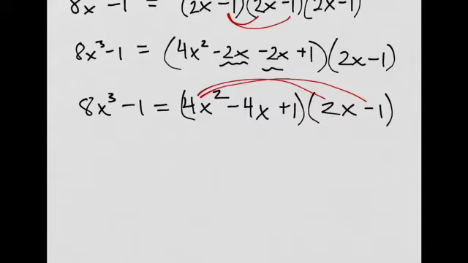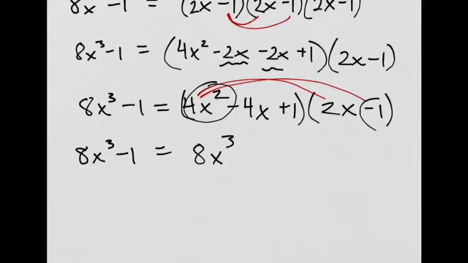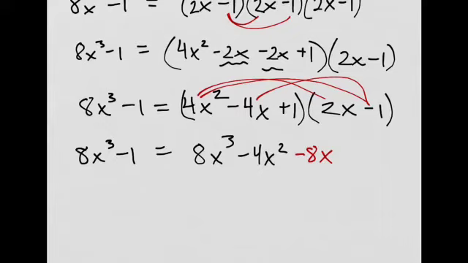So first, what do I have? This part. And then 4x squared times 2x, that's simply 8x cubed. Good. And then 4x squared times negative 1, that's negative 4x squared. Now I'll do this part. I guess I'll leave it in red. Negative 4x times negative 1 is positive 4x.